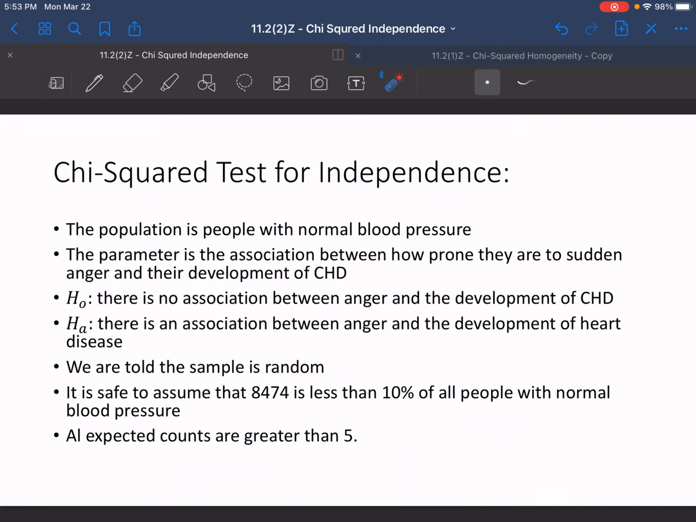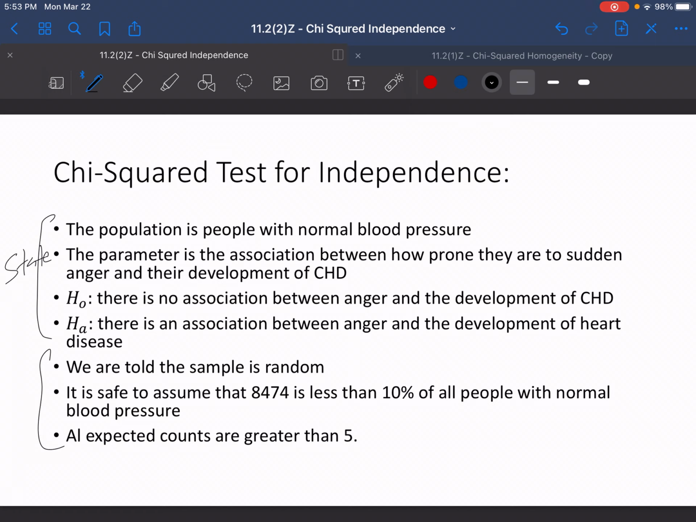So again, our state portion right here is going to be stating the populations as well as the hypotheses. The parameter is the association between how prone people with normal blood pressure are to sudden anger, and their development of CHD. Our null hypothesis would be to say that there's no association between anger and the development of heart disease, whereas our alternate hypothesis is that there is an association between anger and the development of heart disease.